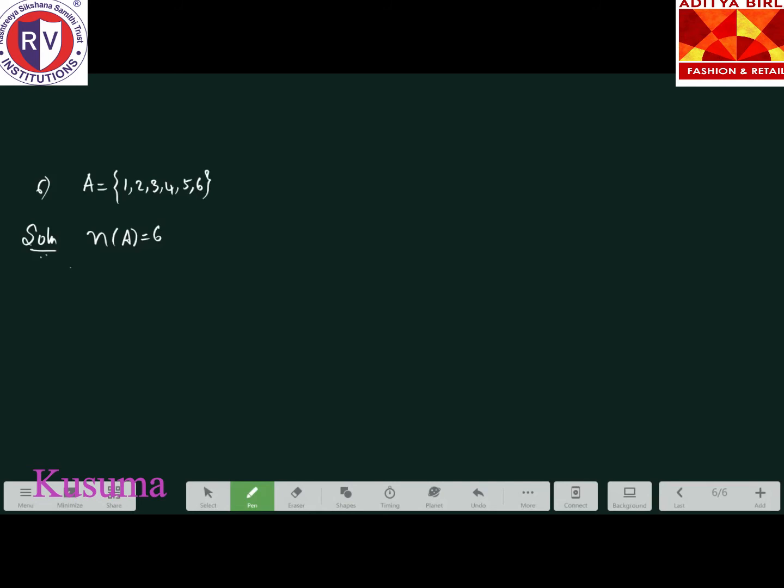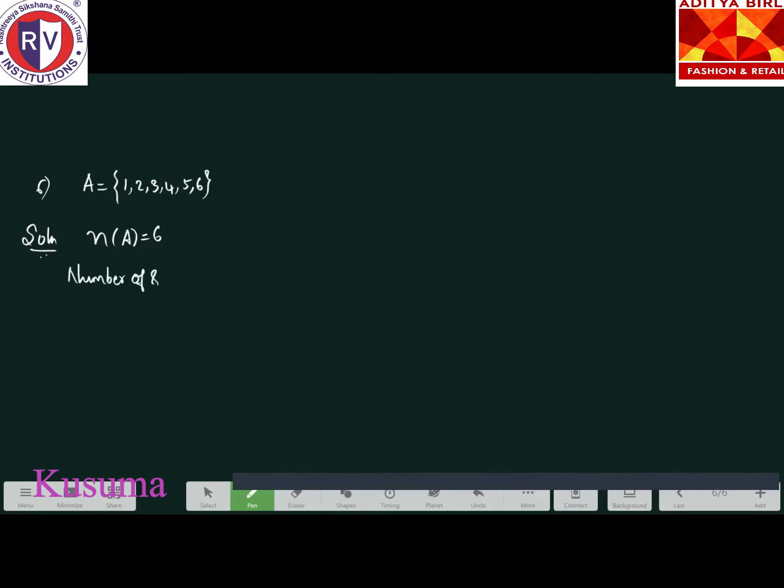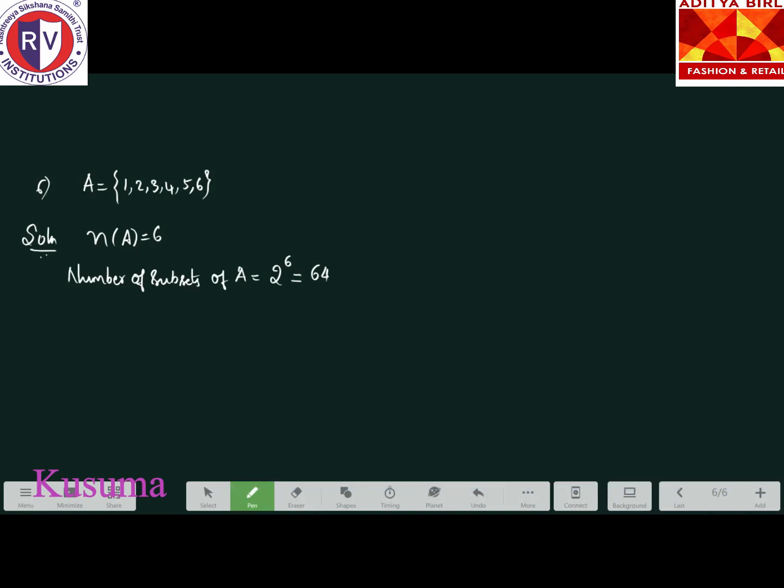So the number of subsets of A is given by 2 to the power of 6, which is 64. Now, we have to find out the number of subsets of A which has at least 2 elements. That means the subset of A should not be a singleton set or an empty set.